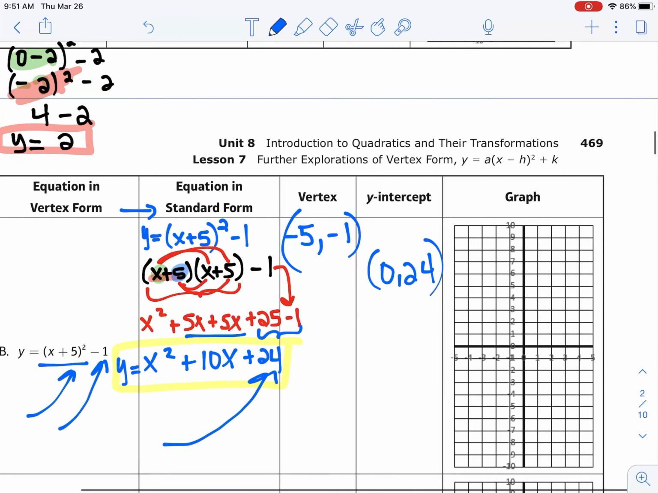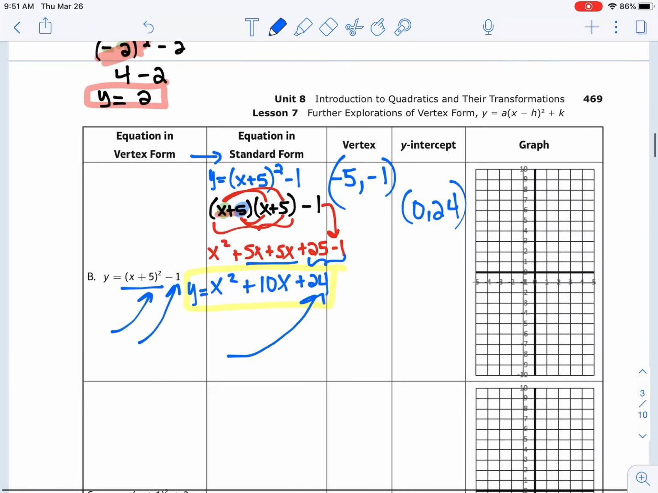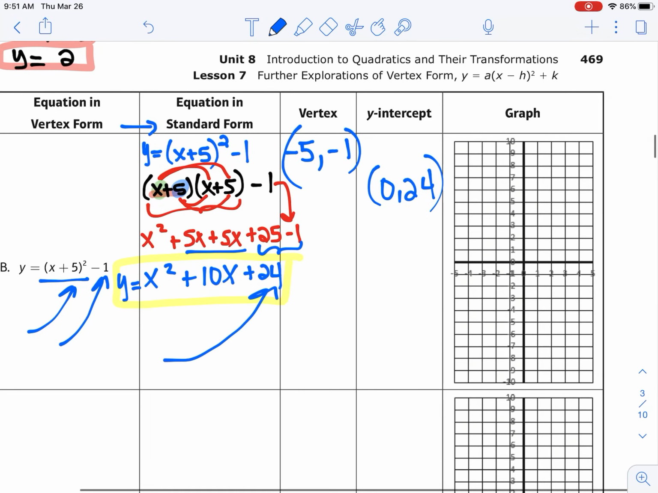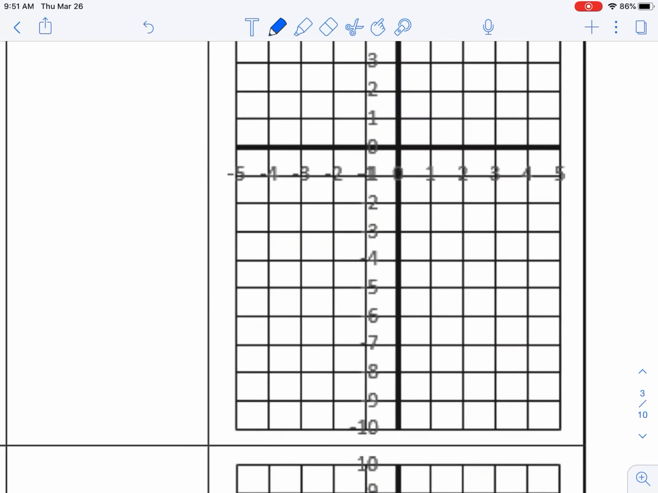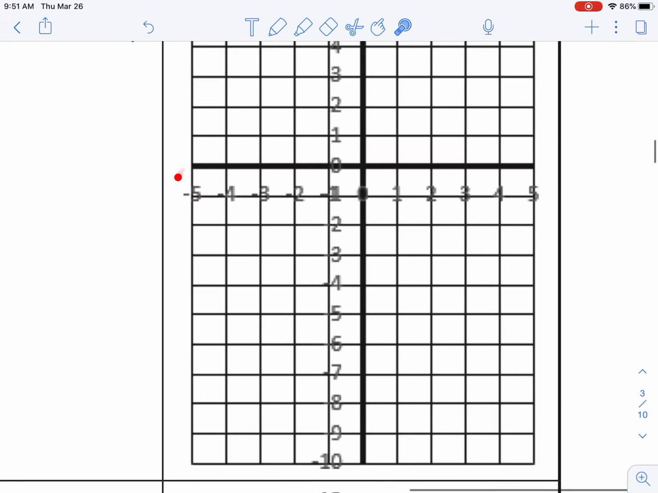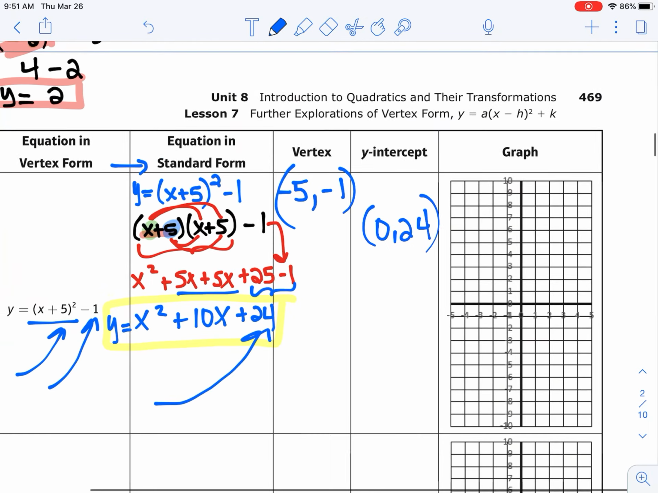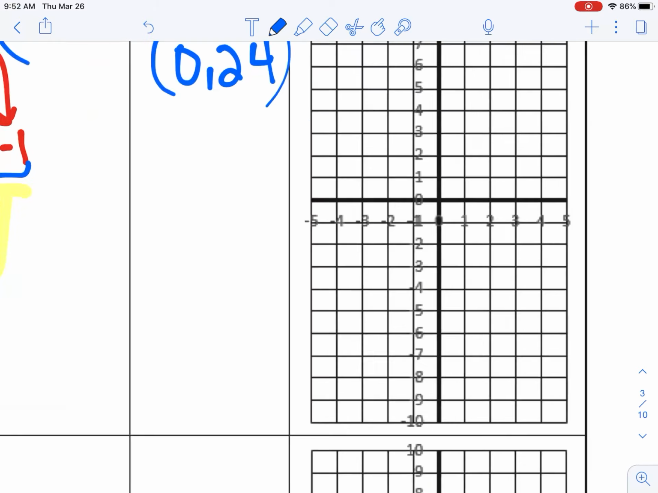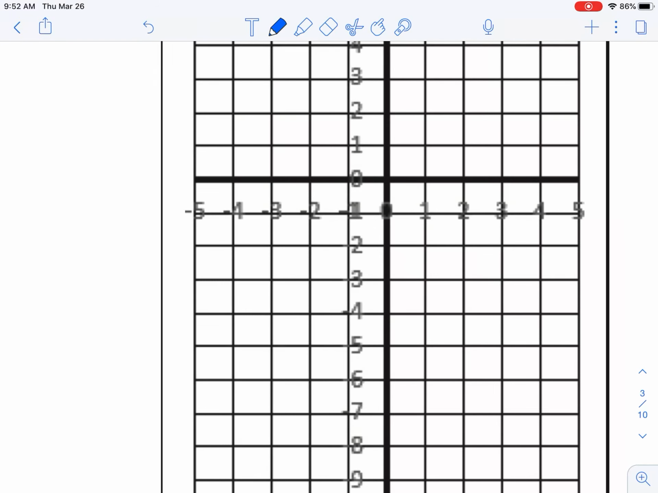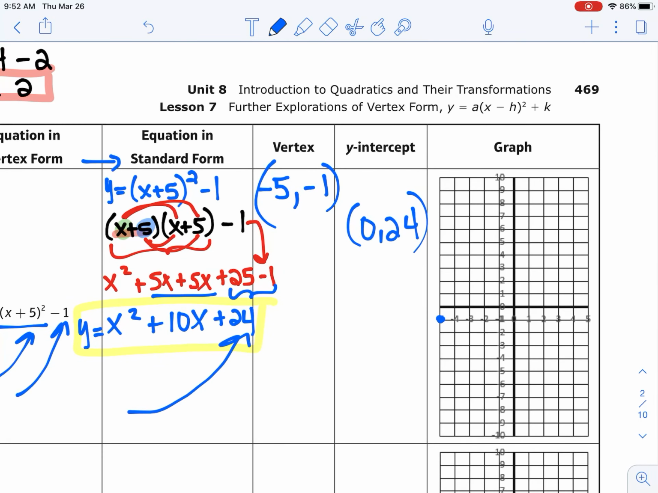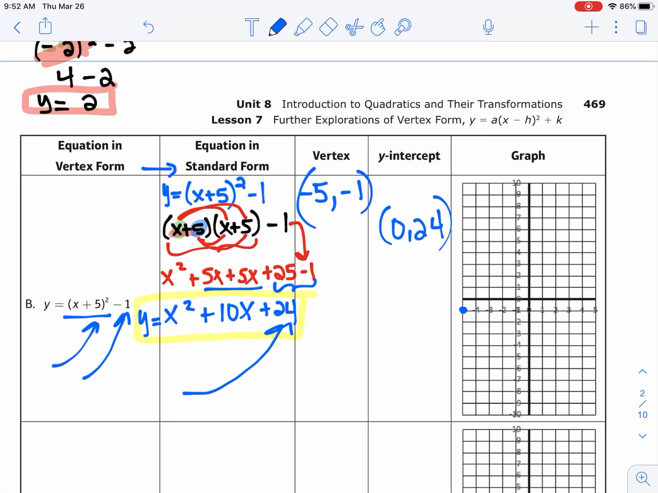There you go. So now we have a lot of detail here to be able to graph our parabola. So I'm going to start with the vertex, which is at negative 5, negative 1. So the graph is going to shift left 1, 2, 3, 4, 5 units, and then it's going to go down 1. So that doesn't leave us a lot of room. 1, 2, 3, 4, 5, down 1 is the vertex, as we saw.